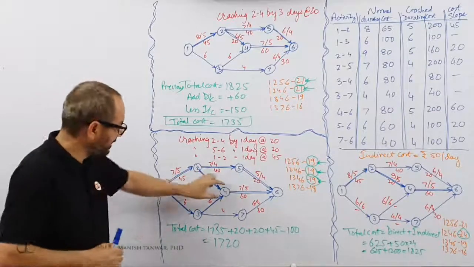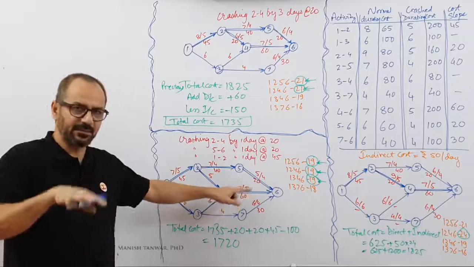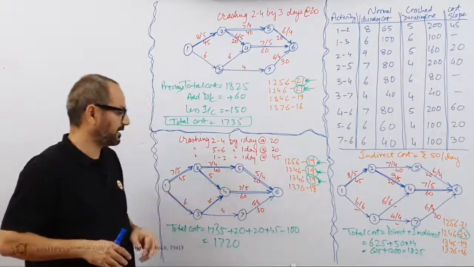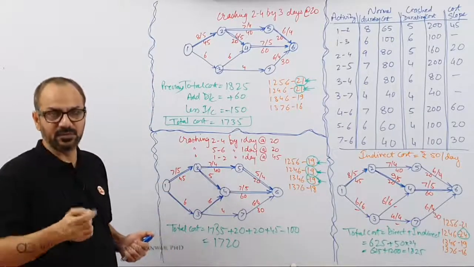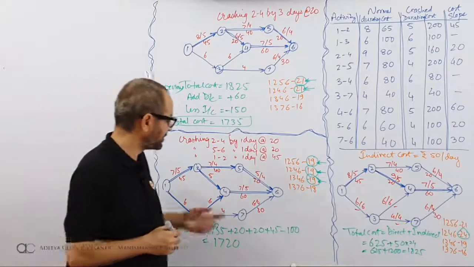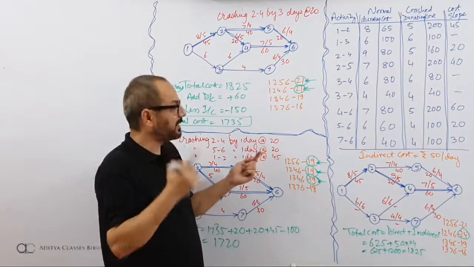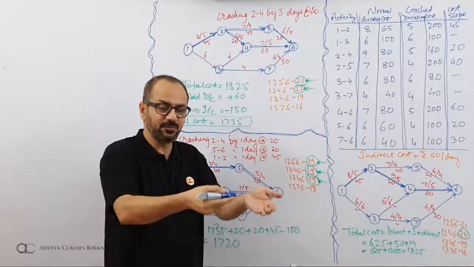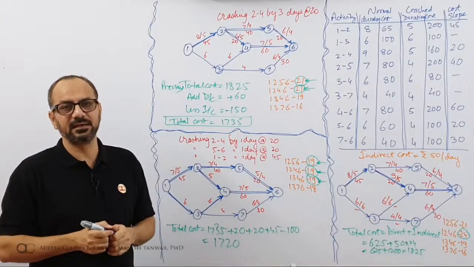So 60 will be paid for 1246 and 1346. Both are coming down. But what about 1256? I need to make an additional payment of 20. So 60 plus 20: if you make a payment of 80 rupees, you'll save one day. Saving one day means the indirect cost of one day. So you're making a payment of 80 rupees while you are saving only 50 rupees. Does this look like a good deal?